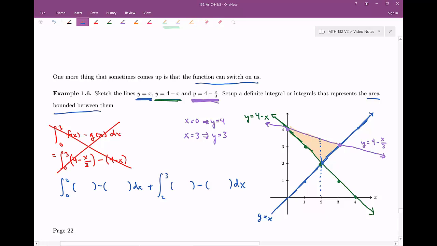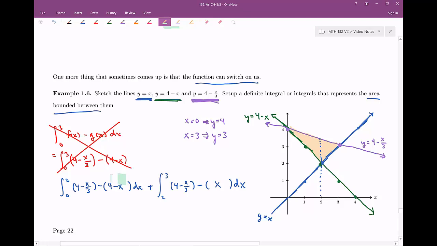Okay, so on the interval from 0 to 2, the big function is 4 minus x over 3. And the small function is this green one. It's the 4 minus x. Then on the interval from 2 to 3, the big function is still 4 minus x over 3, but the small function has changed. On this interval, the thing that's bounded below is this y equals x. So I'm going to subtract away x. All right, so this would be my final answer.